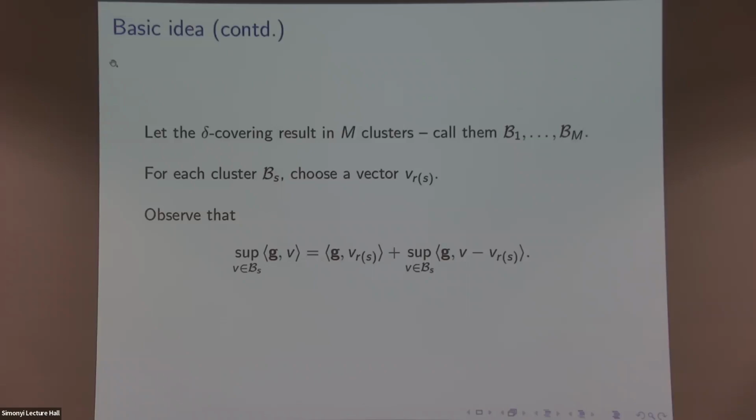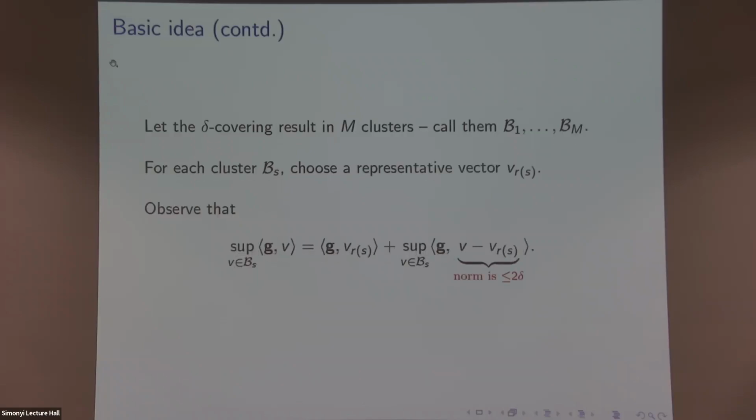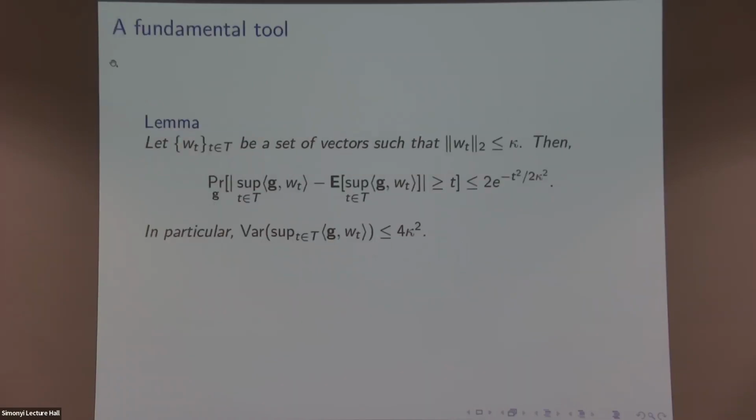But now the nice thing is that each of the vectors appearing in the second term has norm at most 2 delta. That is because I have a delta covering. So if I have a delta covering, then when I choose a representative vector within that set, V minus V Rs has norm at most 2 delta. What does this do? Well, now I'll write down this one.